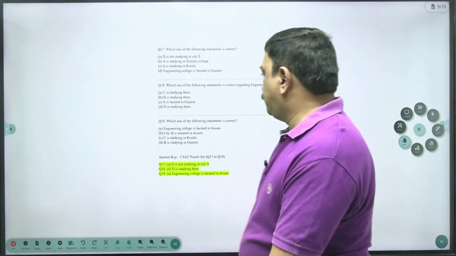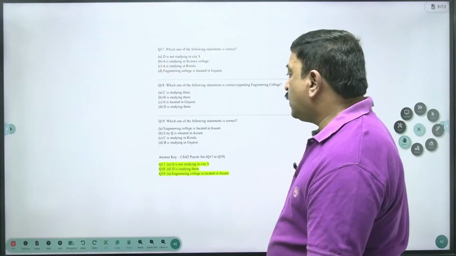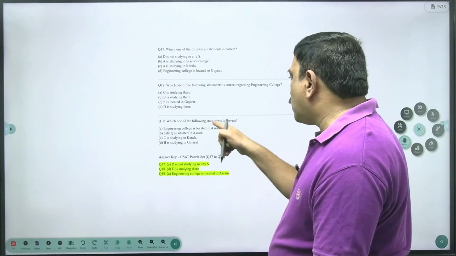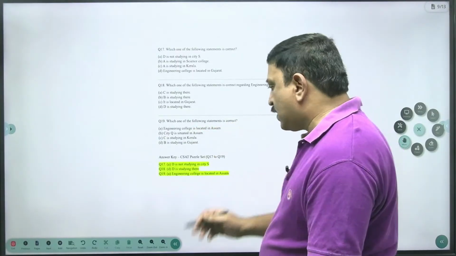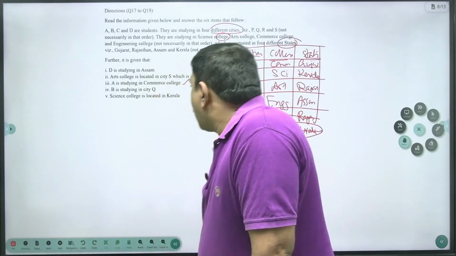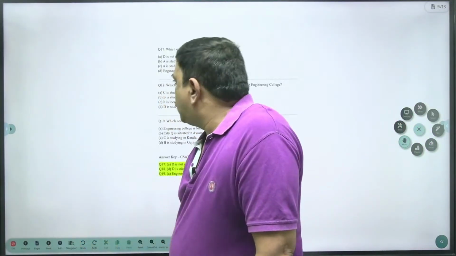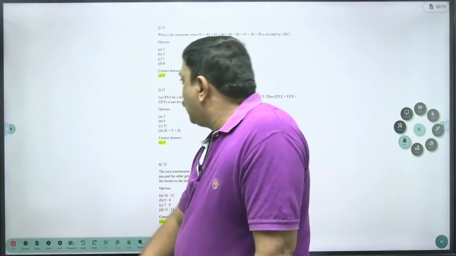Next, the 19th one. Which of the following statements is correct? Engineering college is located in Assam. Is it true that engineering college is located in Assam? Yes, that is true. So the first option is true. That's it. This is classification.